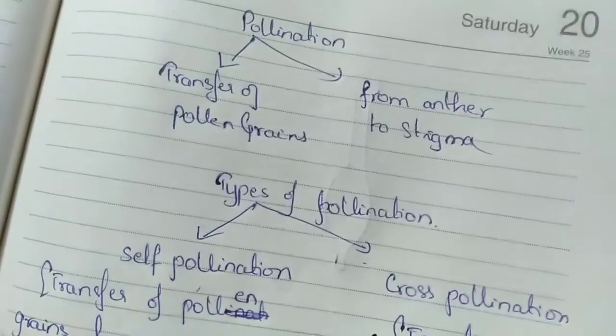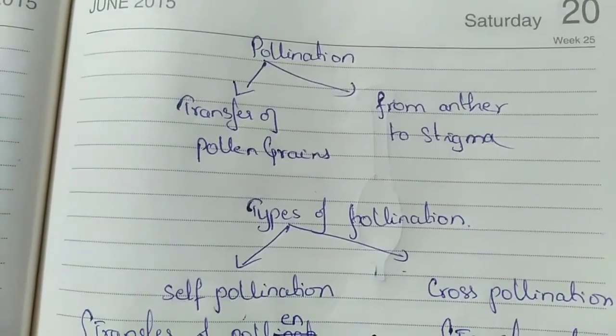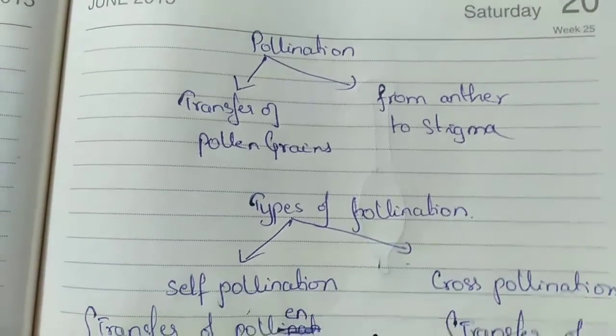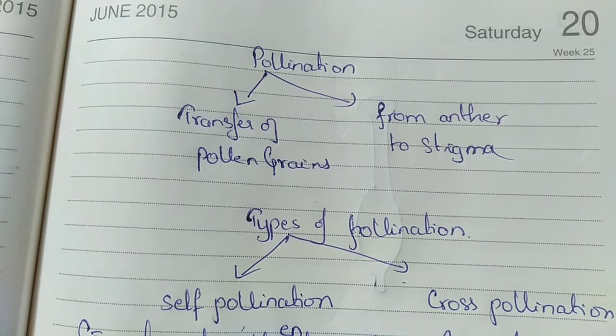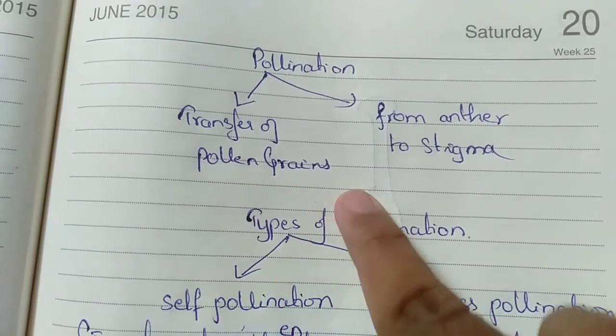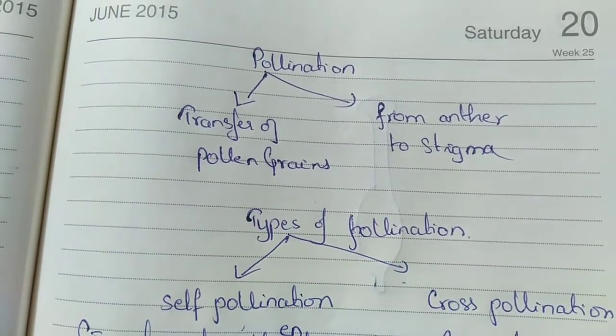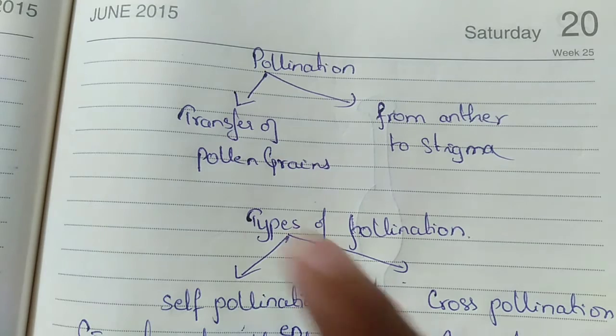Now let me explain what pollination is. When there is a flower, there will be an insect on the flower. For example, there is one flower and an insect has come and sat on it. On the stigma, the sticky part, there is a sweet substance, and on that you can see the pollen.